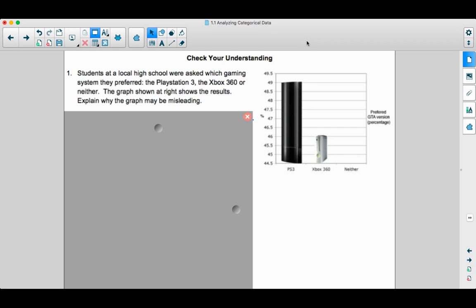Number 1, students at a local high school were asked which gaming system they preferred, the PlayStation 3, the Xbox 360, or neither. The graph shown at right shows the results. Explain why the graph may be misleading.